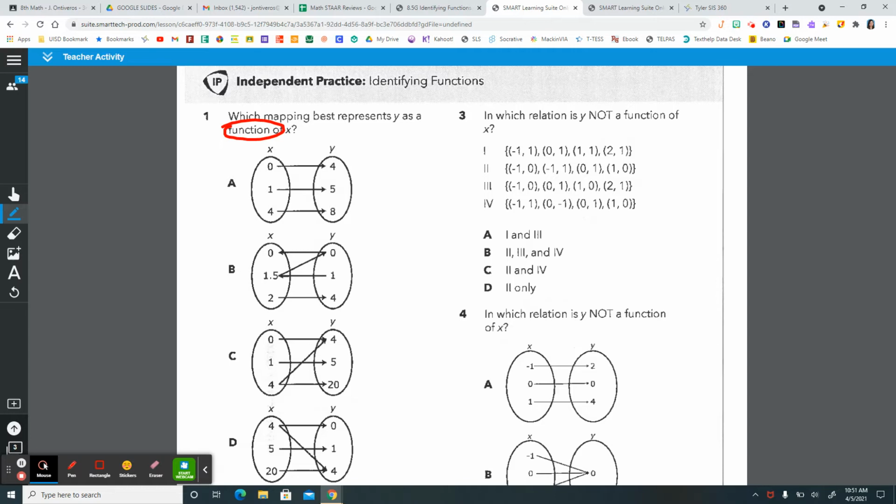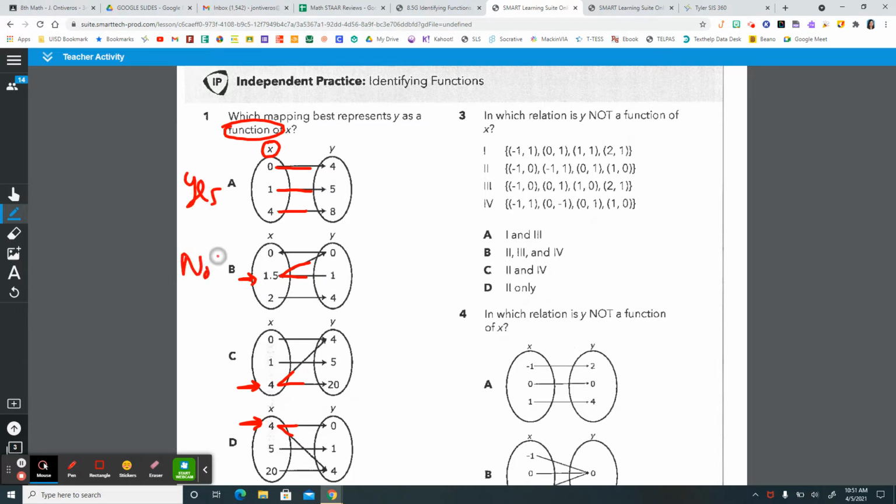Notice that on letter B, two lines are touching the 1.5. Here, two lines are touching the 4. And here, two lines are touching the 4 as well for letter D. Notice that on letter A, only one line is touching each of the x values. So that is why this is a function.